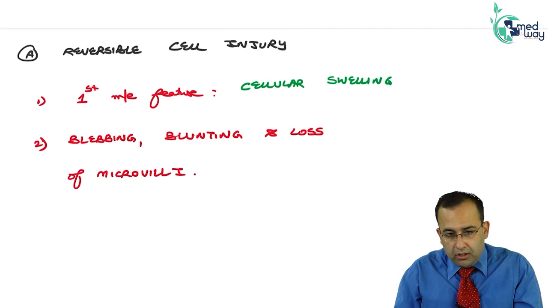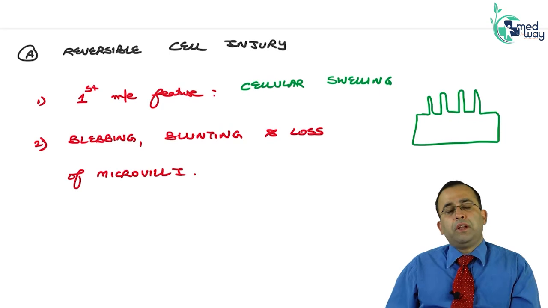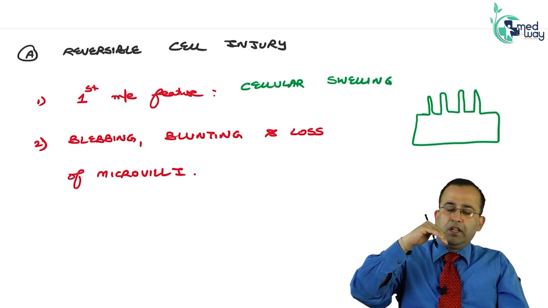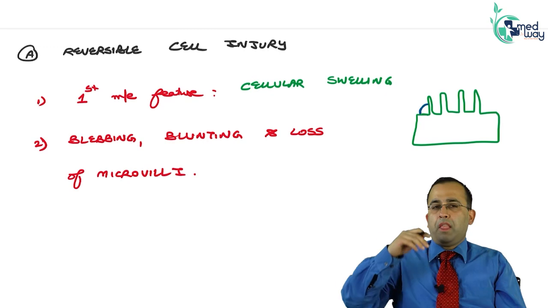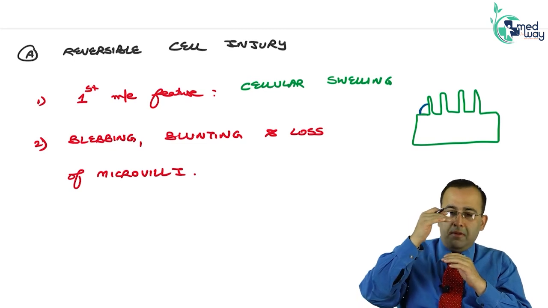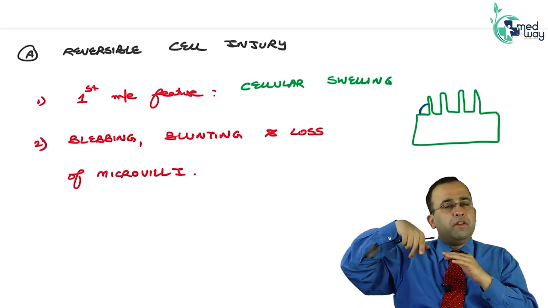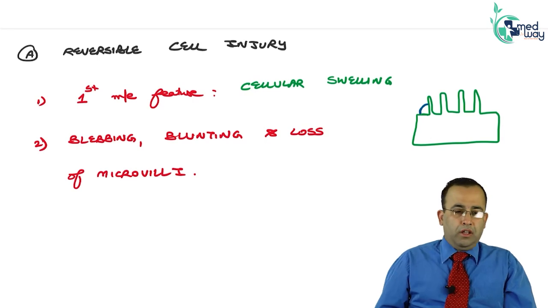इसका क्या मतलब है? देखो, if this is the plasma membrane of the cell, these are the microvilli which are present. अगर water enter हो गया, if there is cellular swelling, it leads to a cytoplasmic bleb formation. अगर एक cytoplasmic bleb बना तो microvilli will get blunted. Blebbing, blunting and loss of microvilli.